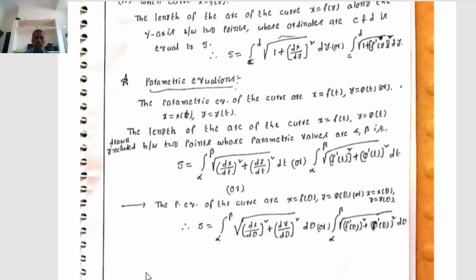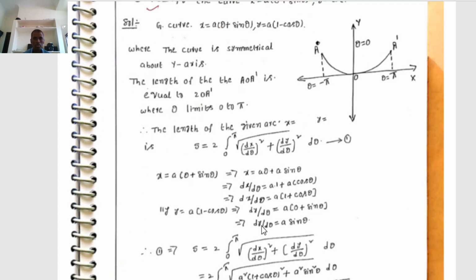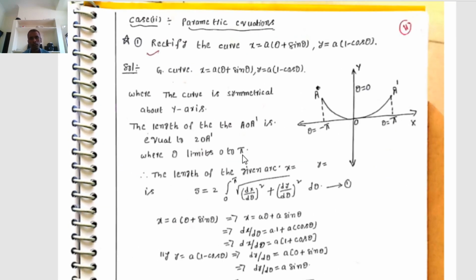Therefore we have to find the length of the arc of the curve using the parametric equations with these two formulas. First, s equals the integral from alpha to beta of the square root of (dx by dt) squared plus (dy by dt) squared, dt, or s equals the integral from alpha to beta of the square root of (dx by d theta) squared plus (dy by d theta) squared, d theta. This is an important formula and an important problem.